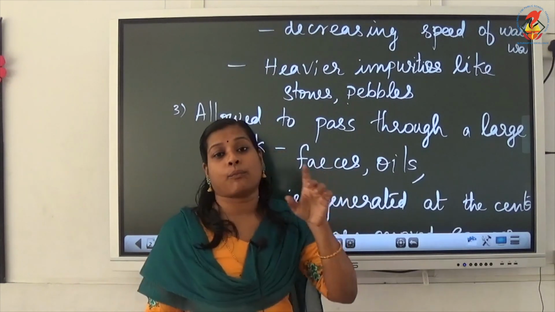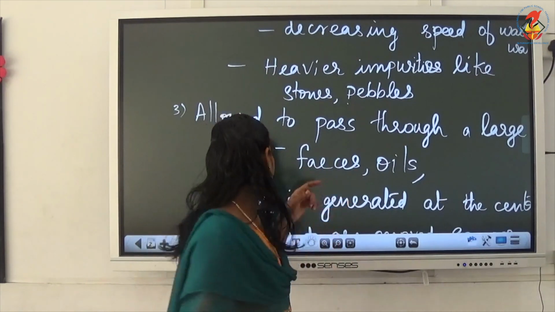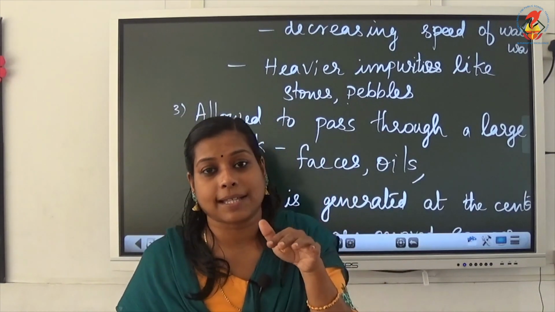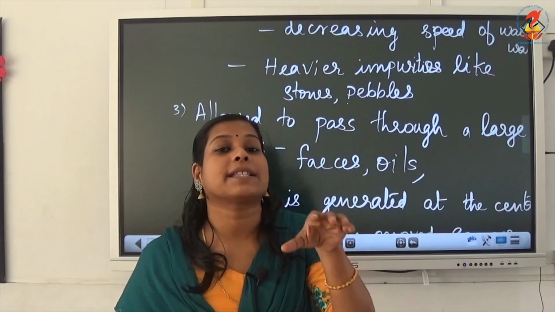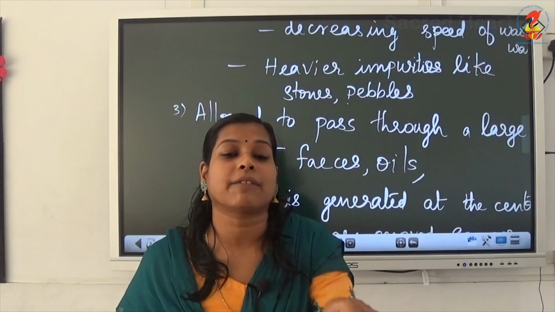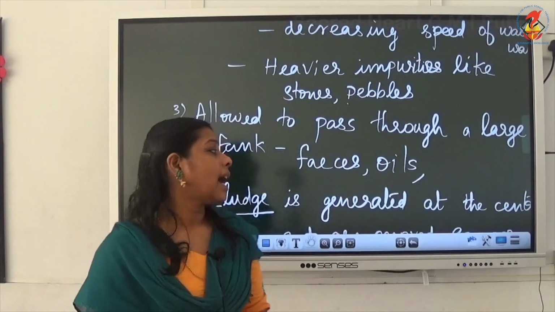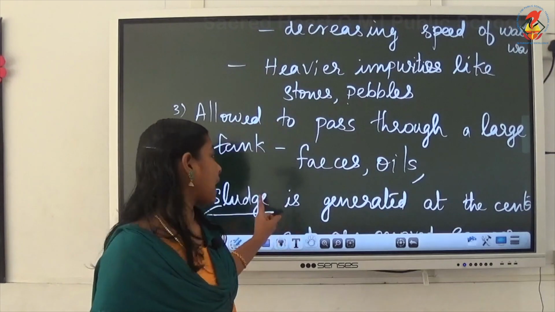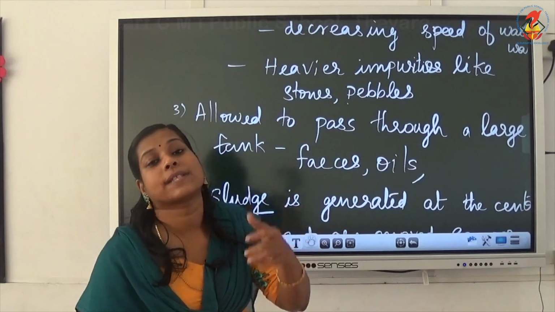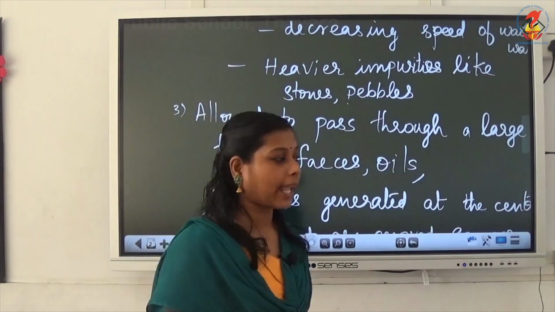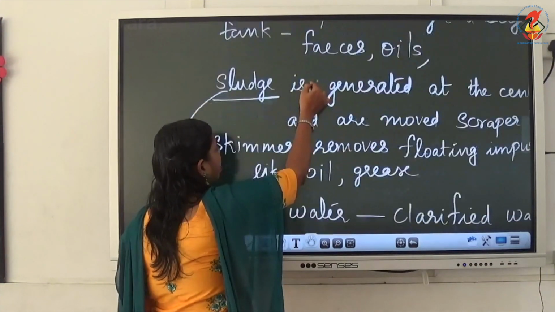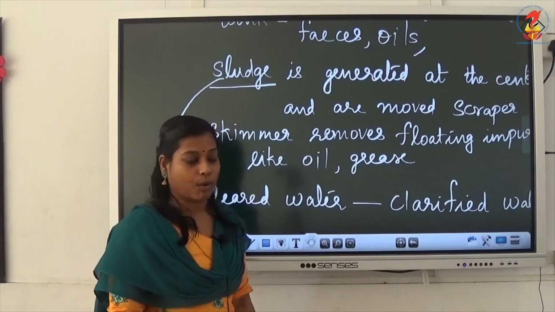And there what we are doing is we are giving little time to settle down the impurities, so that heavier impurities will be settling down. The tank is sloped towards the center, so that impurities will be settling down at the center, and that is known as sludge, and that is generated at the center and is removed by using a scraper. Okay. Then using a skimmer, floating materials like oil, grease, everything will be removed from that water.